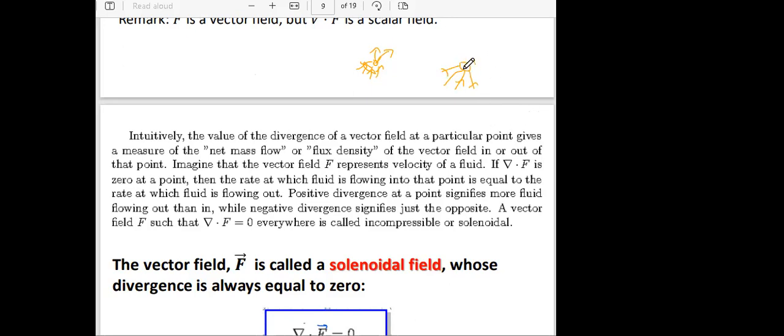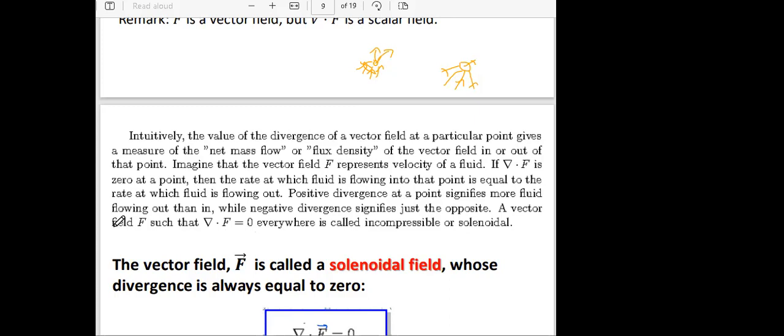If you have positive divergence, this point acts as a source. If you have negative divergence, this point acts as a sink. If you have zero divergence, flowing in and flowing out are both equal.